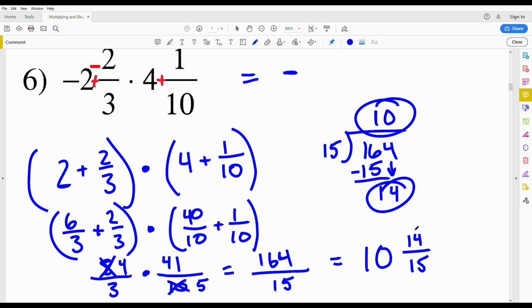But remember, what did we say? This answer was negative. So our solution is negative 10 and 14 fifteenths.